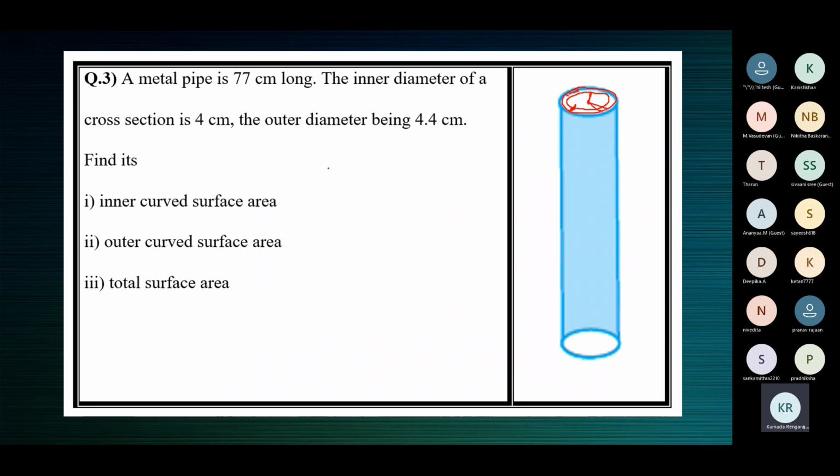So the height H is given to be 77. Inner diameter is 4 centimeters, all in centimeters. So what's the inner radius? Outer diameter is given. So what's the outer radius? 2 centimeters is the inner radius and 2.2 centimeters is the outer radius.